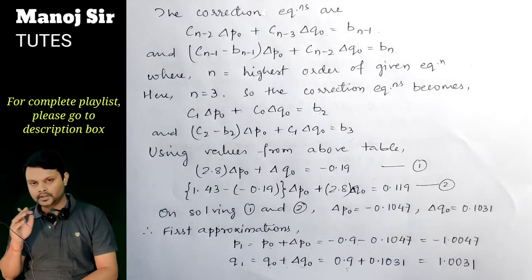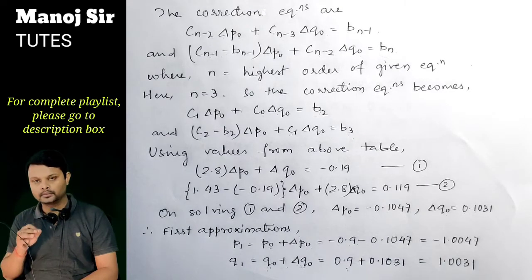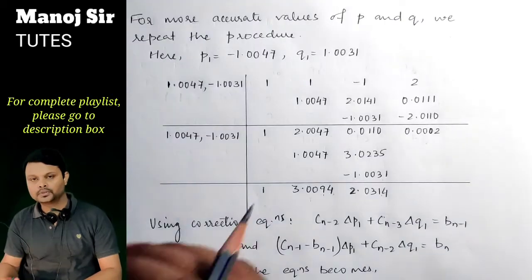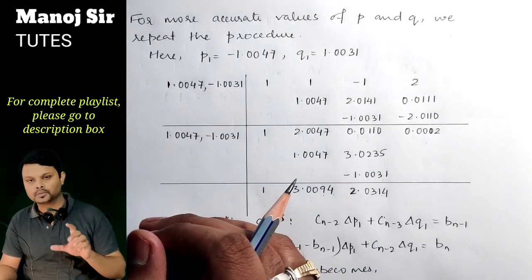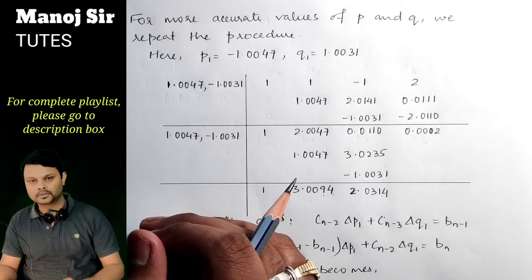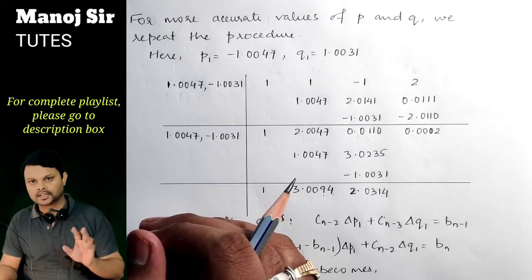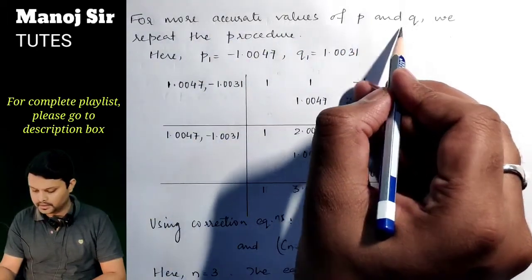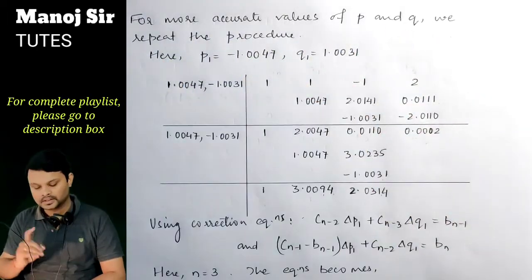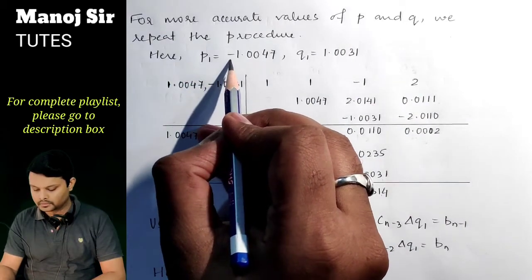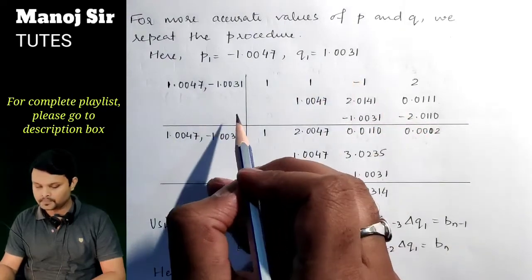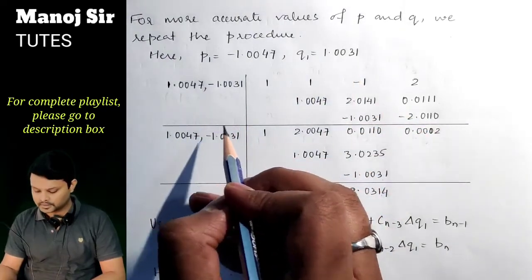Now in the problem it is given that we have to find up to two iterations, so we have to find the second approximation value, that is P2 and Q2. Suppose the question does not say to find up to second or third approximation, you should solve up to second approximation. So for more accurate values of P and Q, we repeat the same procedure. Here we have P1 equals minus 1.0047 and Q1 equals 1.0031. Again, we will take the help of the synthetic division method.